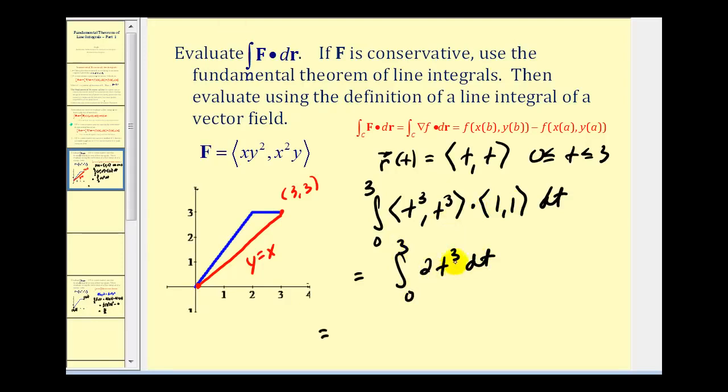So we're going to have t cubed plus t cubed, or 2t cubed. Integrating with respect to t, we're going to have 2 times t to the fourth over 4. That'll give us 1/2 t to the fourth. So when t is 3, we'll have 1/2 times 3 to the fourth, which of course is also 81/2. Here we didn't use the fundamental theorem of line integrals, but we did take advantage of knowing that the vector field was conservative and therefore path independent, meaning we could redefine the path.